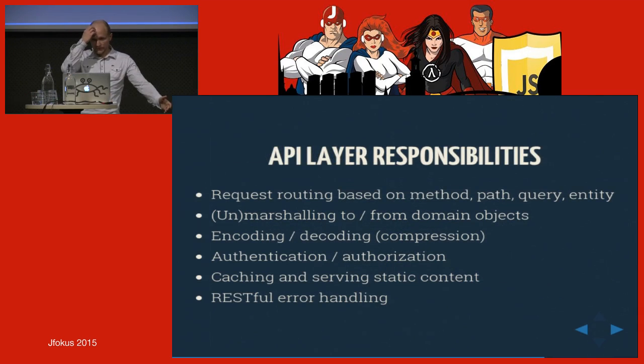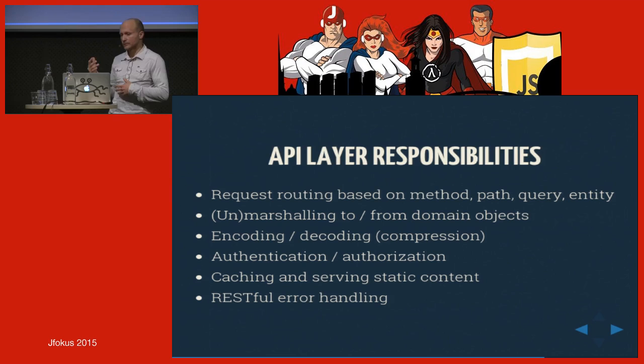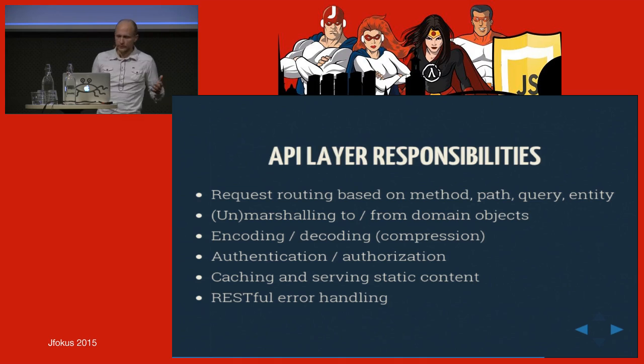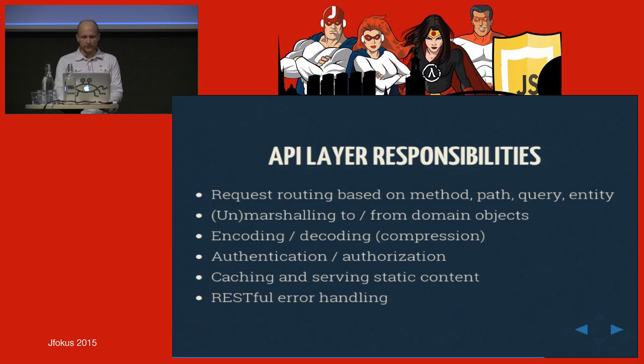So the responsibilities of this API layer is figuring out what kind of logic to run based on the method, the path, the query, the entity of the request. And then marshal and unmarshal. So serialize, deserialize in and from those domain objects. Compression is commonly important, right? That's something that we need to support. Authentication. Is the user actually allowed to delete all my database records or not? Yeah, that's something that the API layer should take care of.